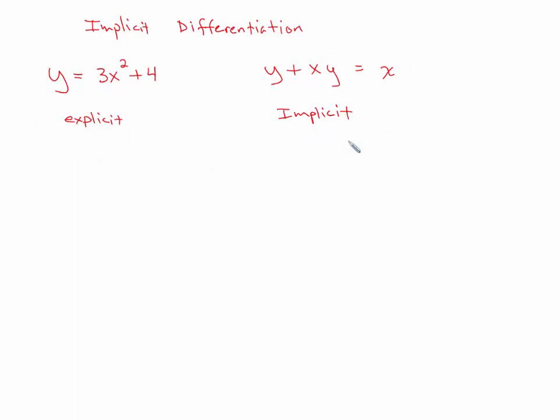This example over here is considered implicit because y is bound up with x. So y is not by itself. You don't have y equal to something. So this is considered implicit.